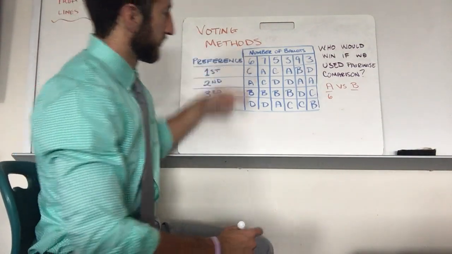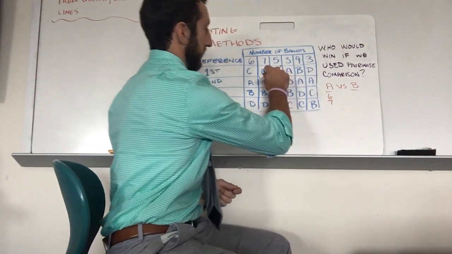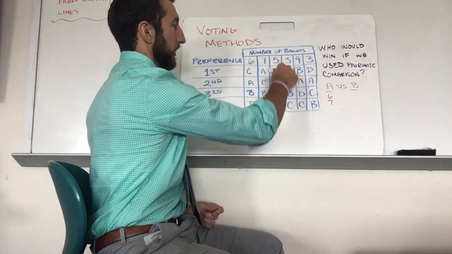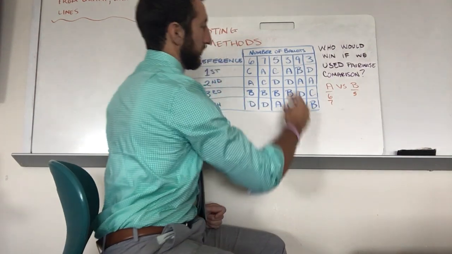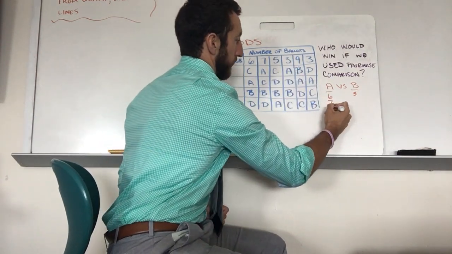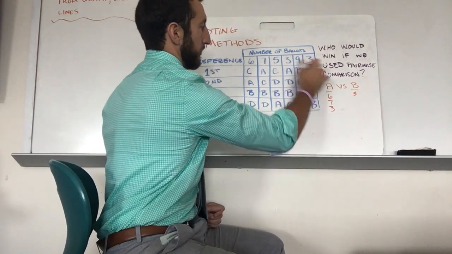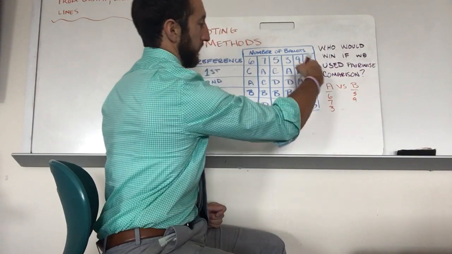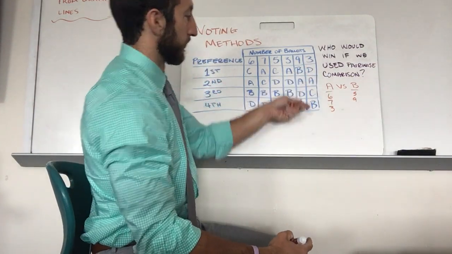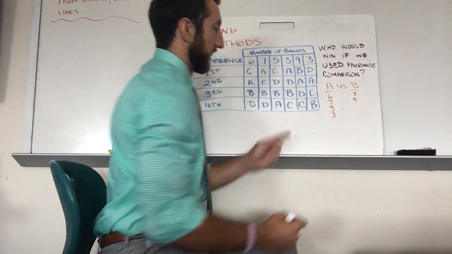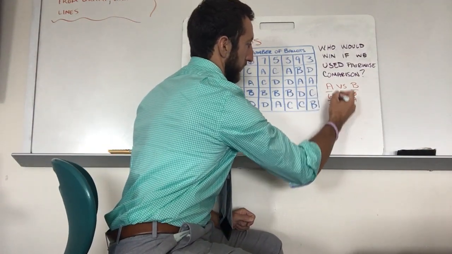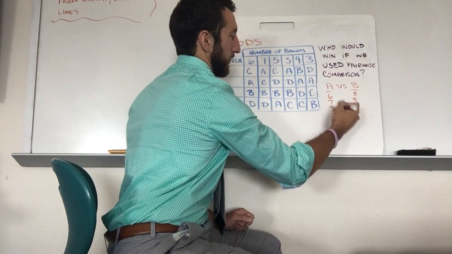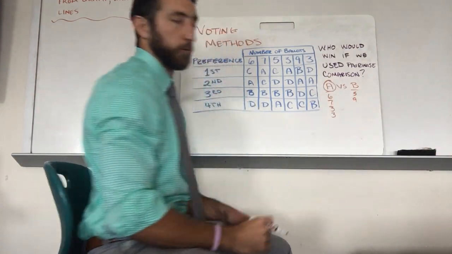Next, A is going to get 7, so A is preferred over B. Here, B is preferred over A, so they get those 5 votes. Here, A is preferred over B. Here, B is preferred over A. And for that last one, A is preferred over B. Then we tally those up, so that's 19 for A and 14 for B, so A is going to win that matchup.